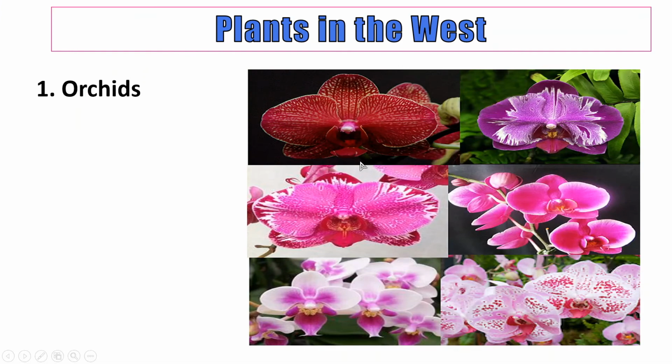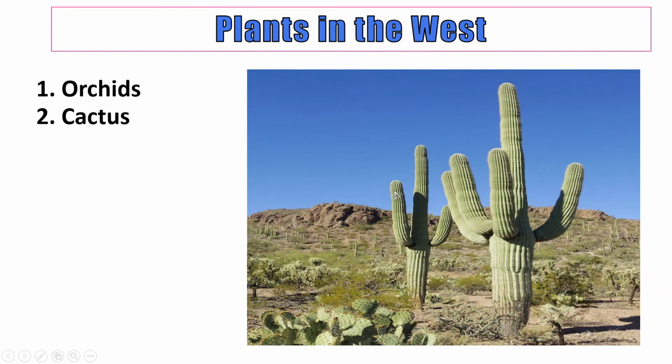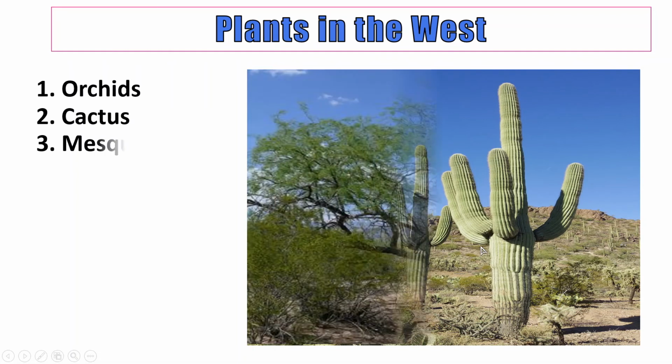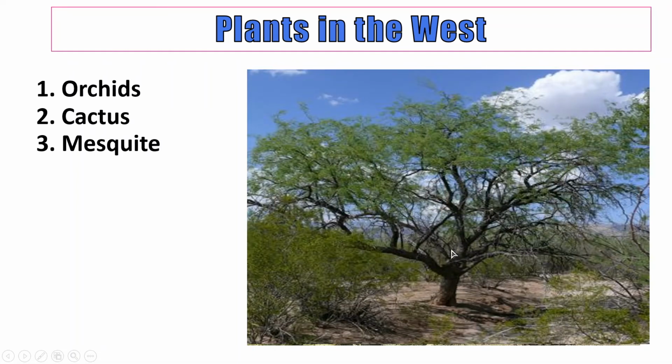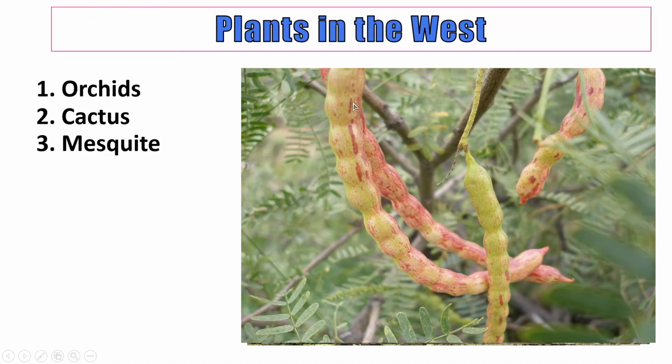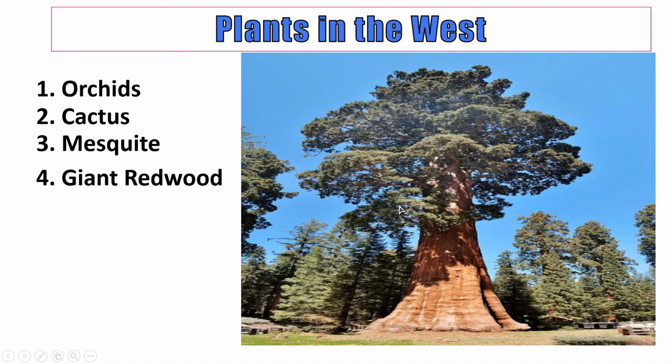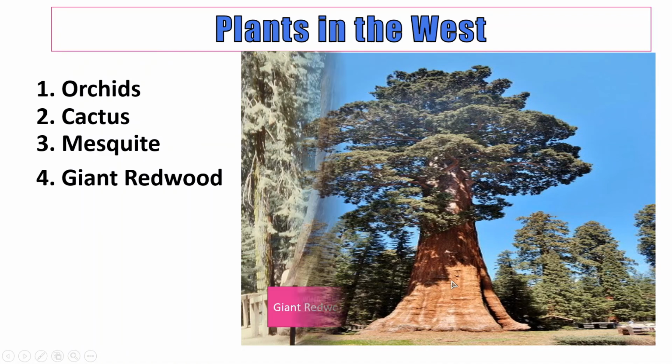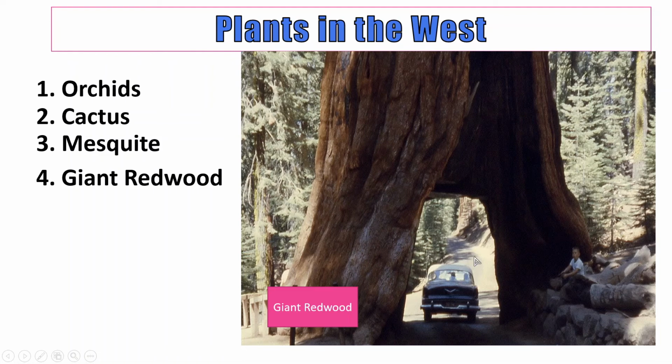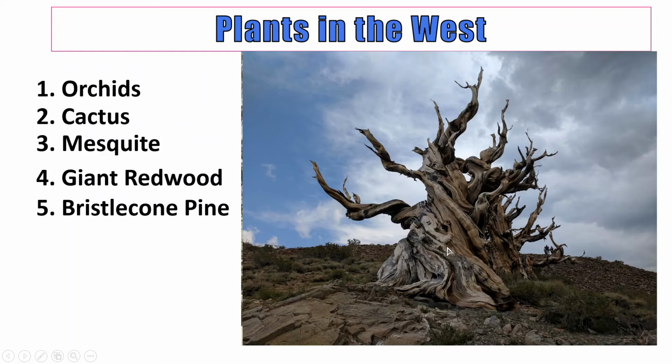So number 1, we have orchids. They are very beautiful flowers. Number 2, cactus here. Number 3, mesquite. So mesquite is a small tree that has this type of fruit. Okay. Number 4, we have the giant redwood. So look at this, very big, very large. I'm going to give you a picture, and there's a car passing underneath it, so it's so big. And number 5, oldest trees in the world. So one of the oldest trees in the world, we call this the bristlecone pine tree. Okay, so as you can see, it's quite old. So these are the plants in the West.